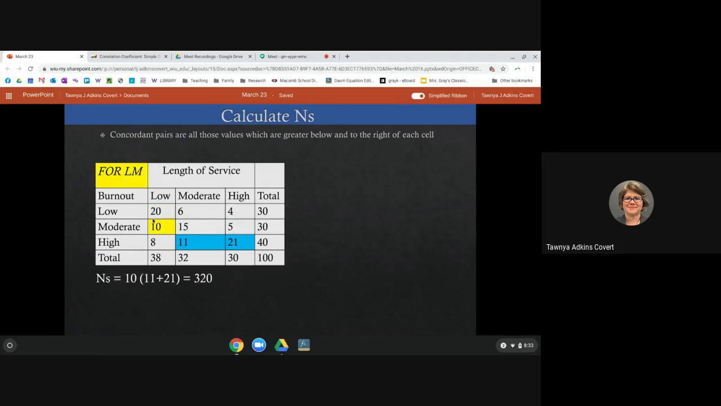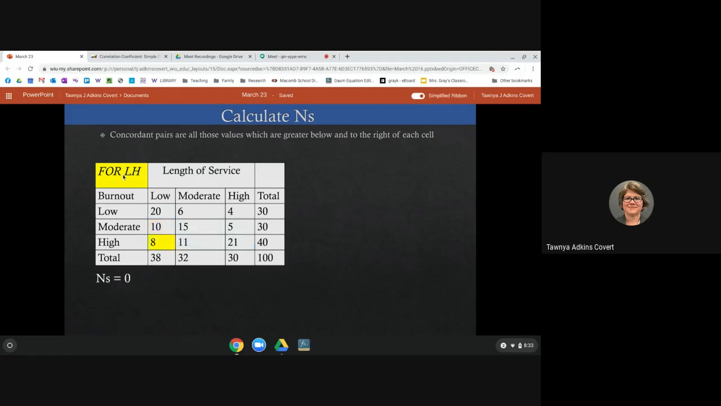So for LM, for low length of service, moderate burnout, we have this cell here, 10. So that value goes down here. And then we're going to multiply that by the sum of the concordant cells. So we have 11 and 21 because they are higher in both dimensions than the cell that we're looking at. So for this cell, the concordant total is 320.